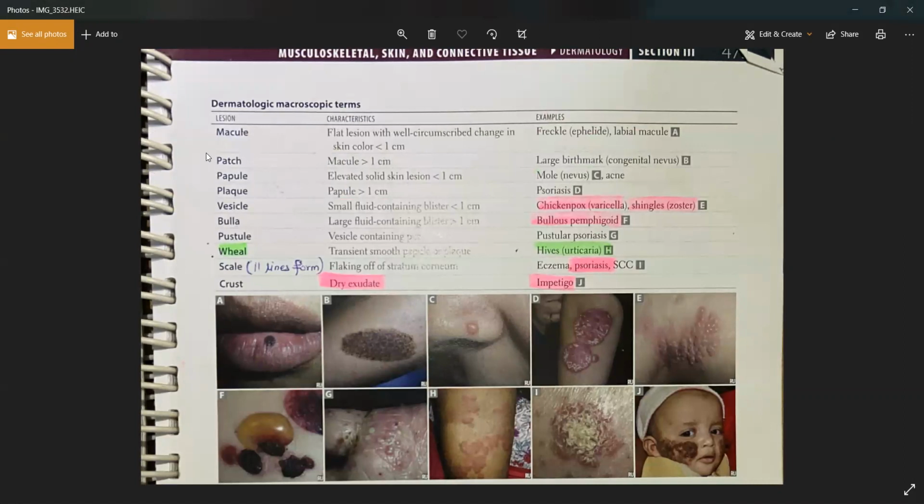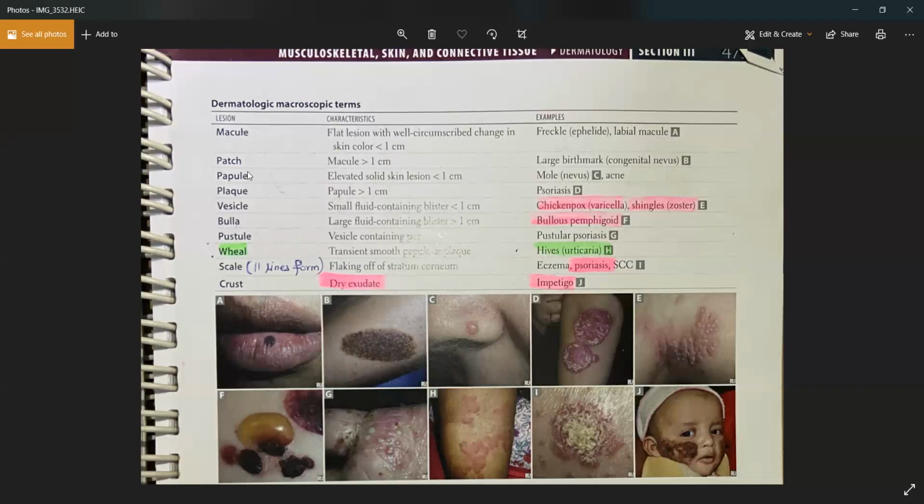So before starting dermatology, you first need to know some terms which we are going to use in the later chapters. The first one is the macule, which is a hyperpigmented patch you can see. It is always a flat lesion, and the size is always less than 1 centimeter. As you can see on the lips of the patient, you have this hyperpigmented patch-like thing. This is known as the macule. Then you have the patch, which is a macule of more than 1 centimeter of size. It could be a birthmark, which most of us have sometimes, right?